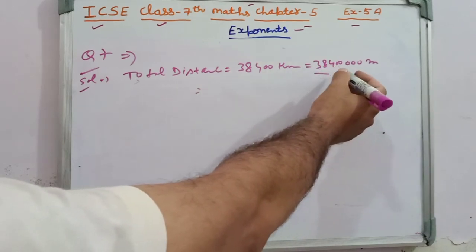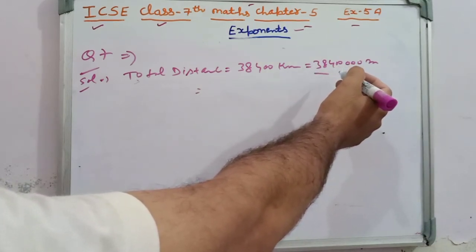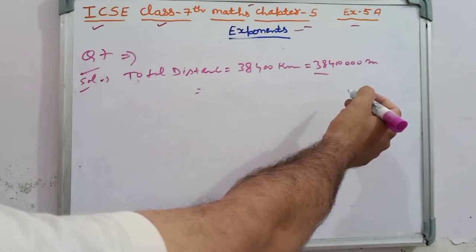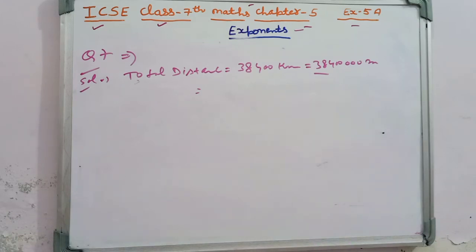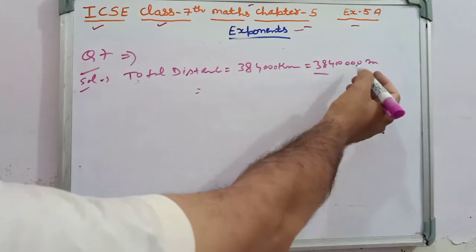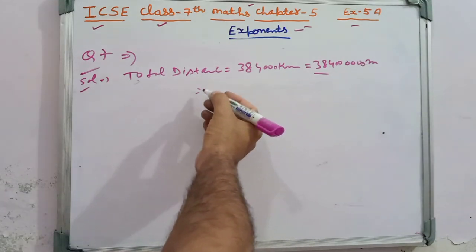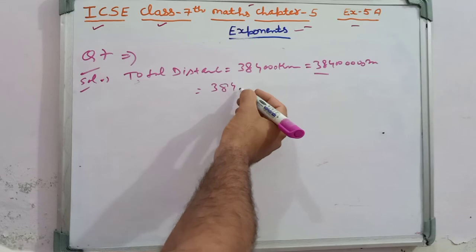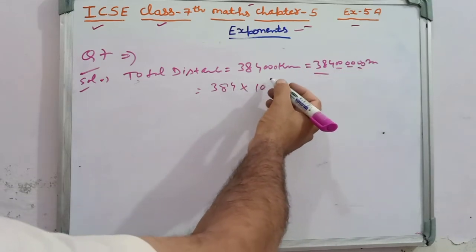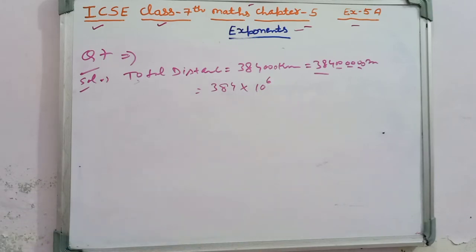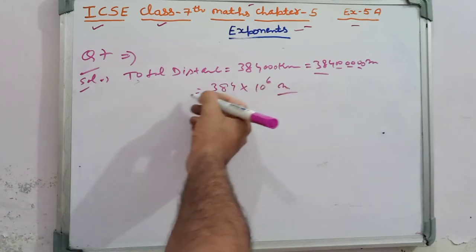Sorry, this is 384. So we will get its whole number and the zeros. How many zeros? 2, 4, 6. So 384 into 10 raised to power 6, meters. This is the exponential form.